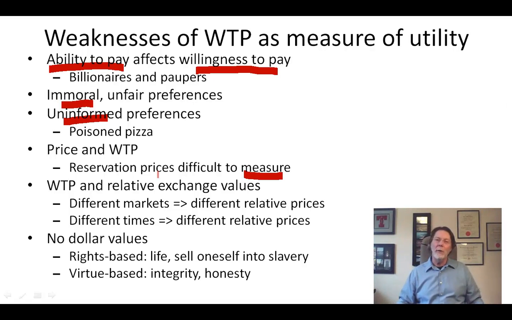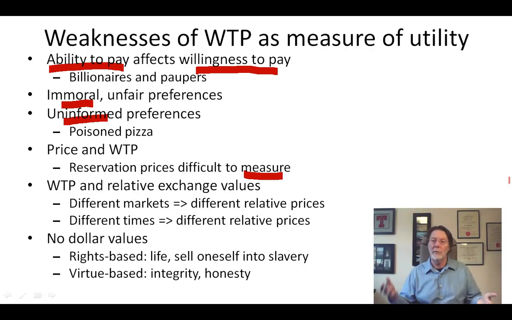Willingness to pay also changes with relative exchange values. There's nothing written in stone about the value of $5. I'm willing to pay $5 for a cappuccino. Well, maybe, but that's only because there are no substitutes available more cheaply or more expensively, right? If there are different relative prices, if there are substitutes available, then people's willingness to pay will change. And in different markets, the amount you might be willing to pay for a beer in the United States and the amount you might be willing to pay for a beer in Mexico, where relative prices are different, are very, very different.